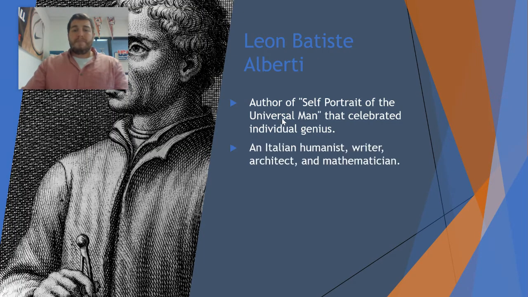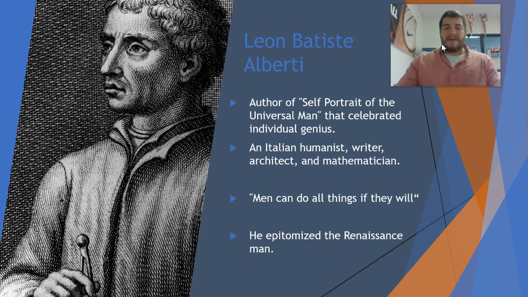Leon Alberti, this is a picture that he painted himself. This is one of the, I don't want to say lesser important names that you need to know. You need to recognize this name as an Italian Renaissance humanist, and just realize that he is one of these Renaissance men. He basically is kind of good at everything. You can see a self portrait he painted of himself here. He's a humanist, a writer, an architect, a mathematician. He had the quote, "Men can do all things if they will."